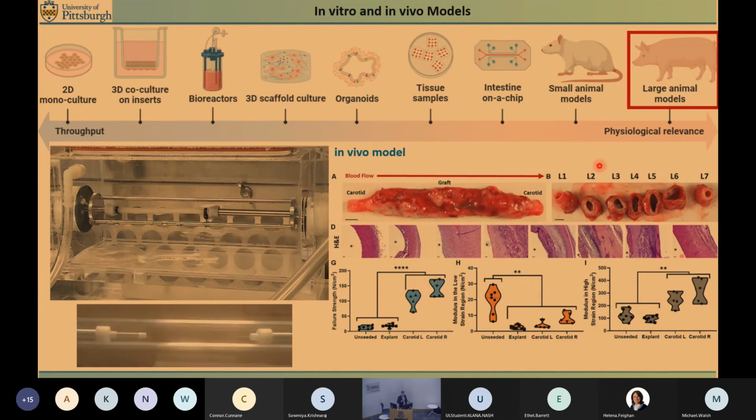So that's what I was doing in Pittsburgh. That's what I want to draw your attention to, different in vitro and in vivo models. How would you utilize them to develop and evaluate new regenerative therapies?